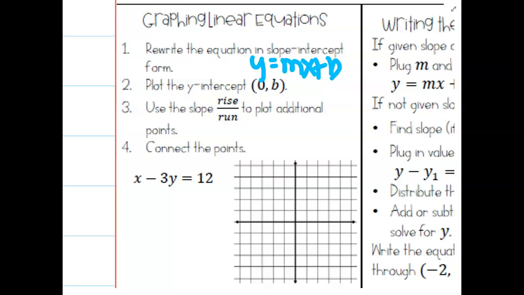Once it's in slope-intercept form, to graph a line, you need 2 points. When it's in slope-intercept form, you have one of the points. You know where the line crosses the y-axis, so you can plot that point. Well then, remember, the slope tells me what the line's doing. It tells me how it's rising and running. So if I start at that point and rise over run, I can find out where the rest of the line is. Okay, and I can plot a second point.